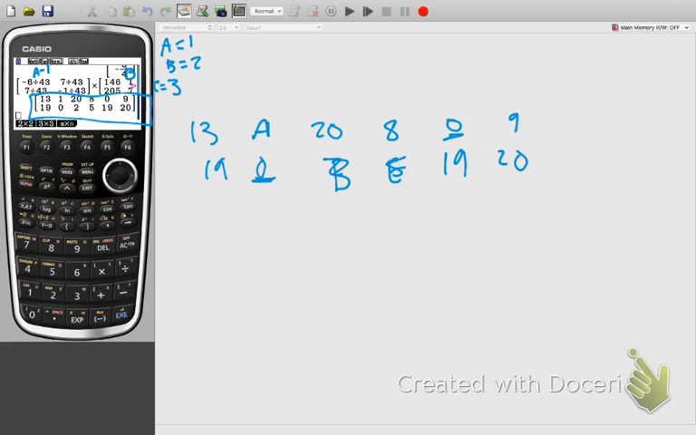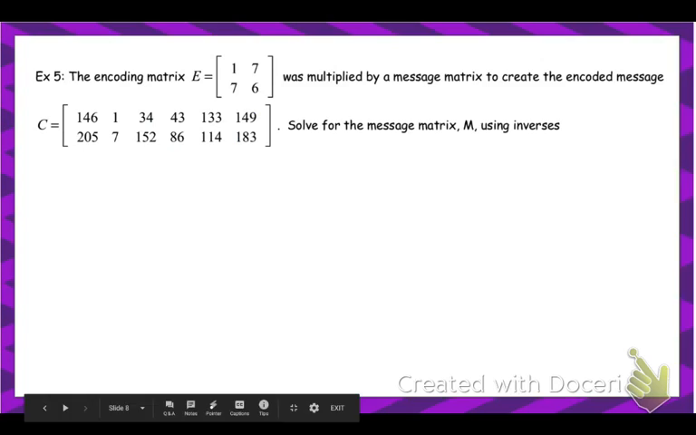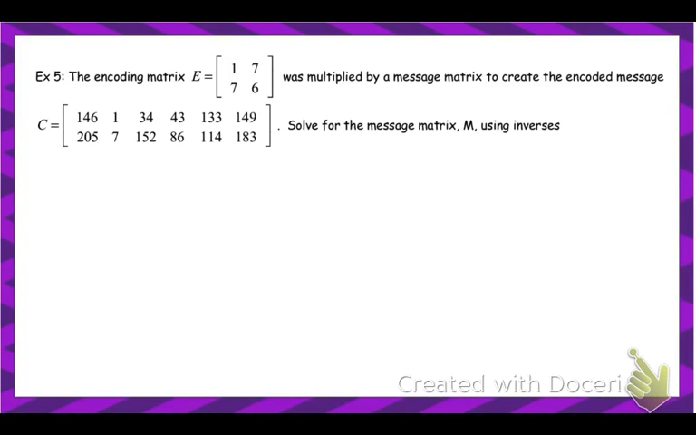All right, so again, that's just an application of using these matrices. We will look at the last method for solving systems with matrices next week.